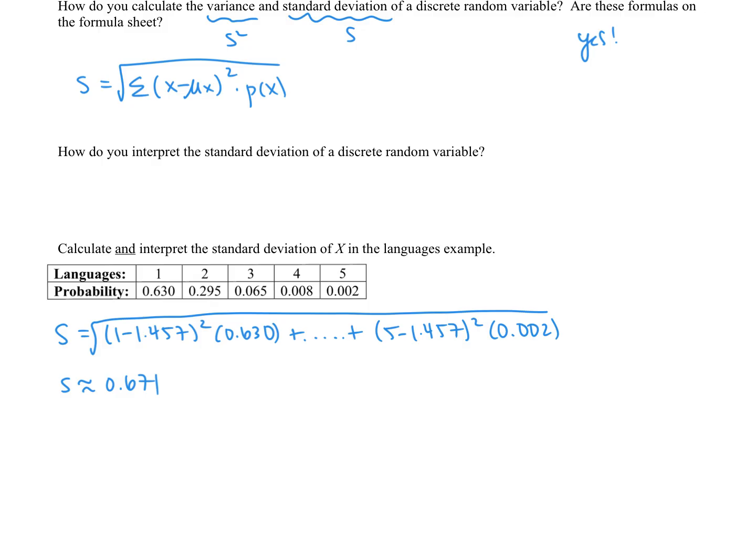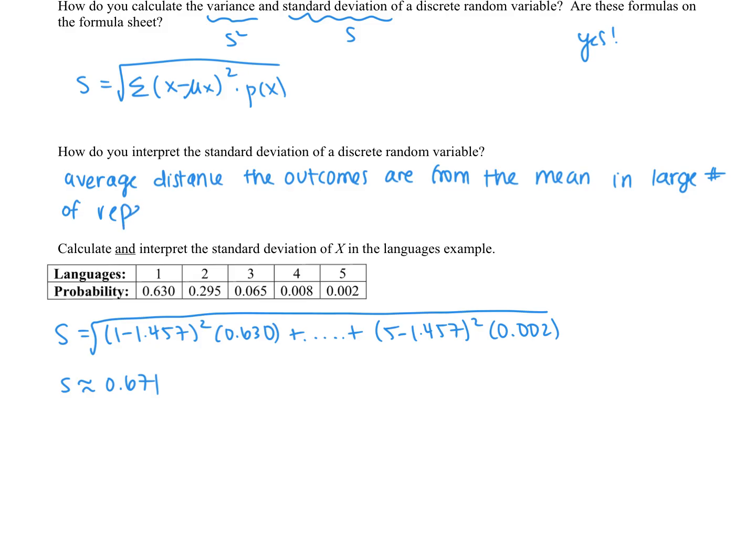Okay, we're going to finish this page and maybe do 1 or 2 more questions on the next page, and then we will take another break. How do we interpret standard deviations? Standard deviation is the average distance the outcomes are from the mean in a large number of repetitions of the chance process.